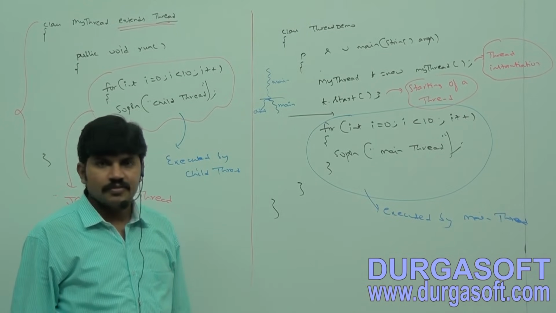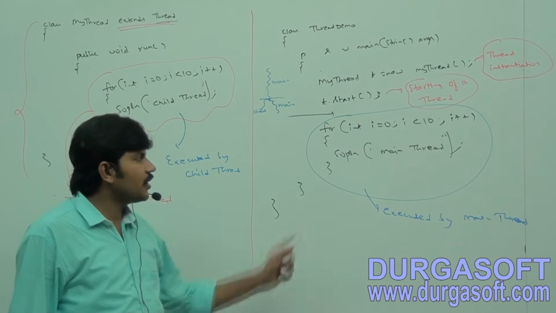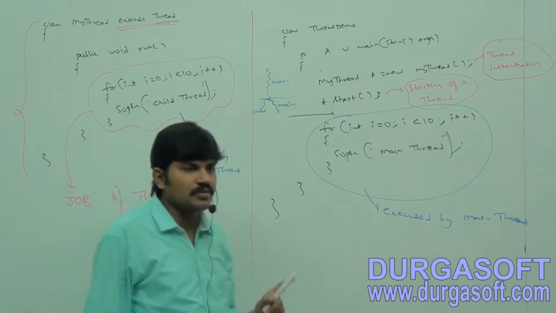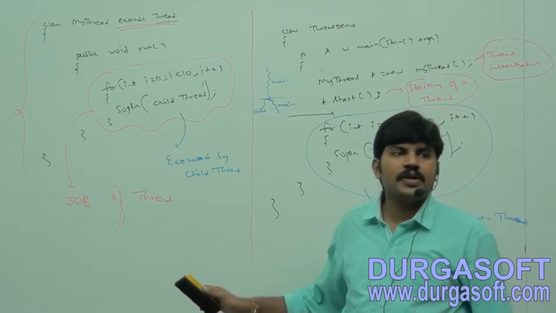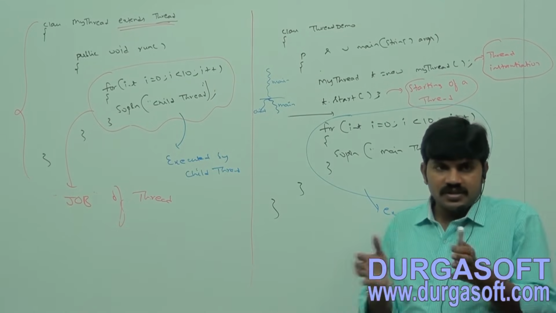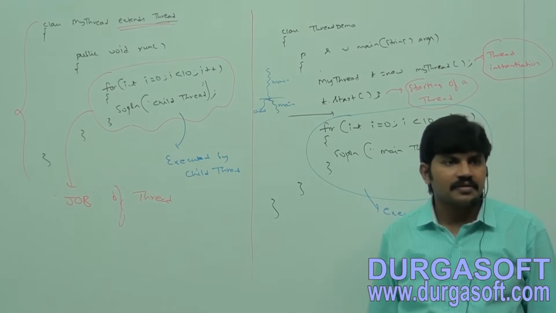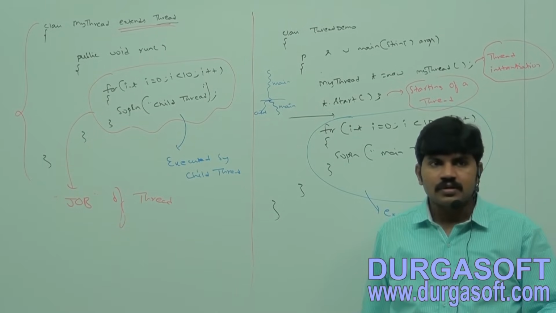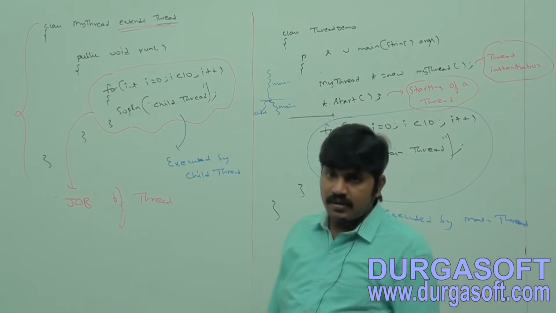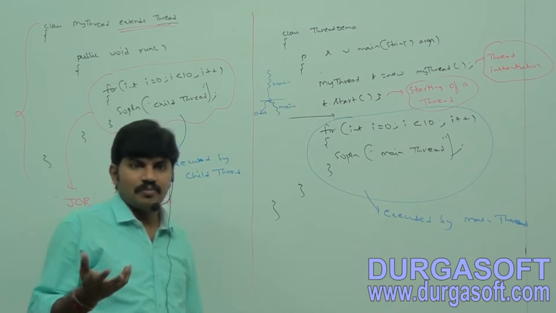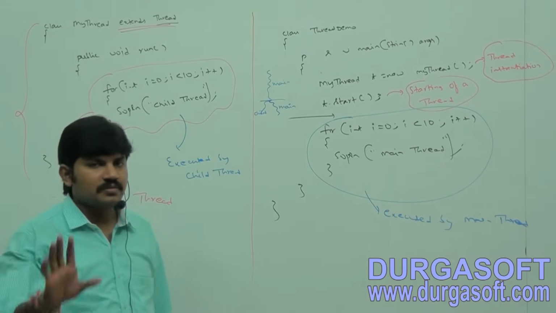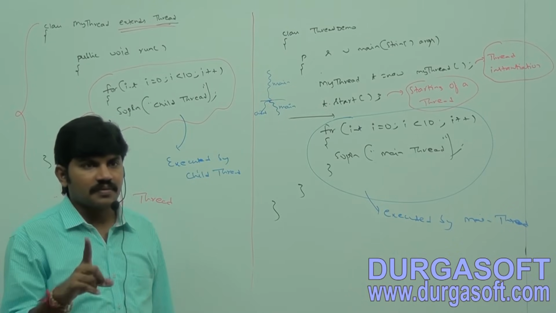If both threads are going to execute simultaneously, what output are you going to get by default? Mixed output. Sometimes child thread, sometimes main thread, sometimes main thread then child thread, right? Sir, if there is no guarantee for the order, then how can we believe this program? Simple, I told you at the beginning.